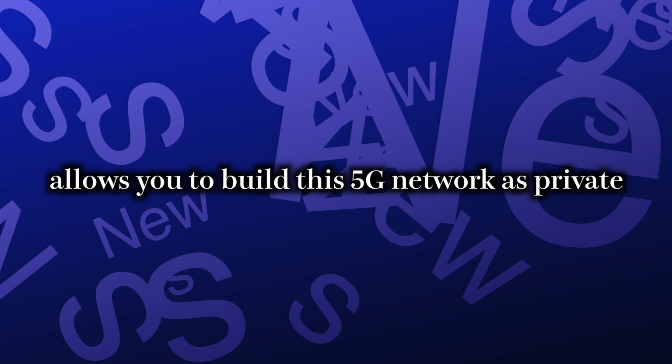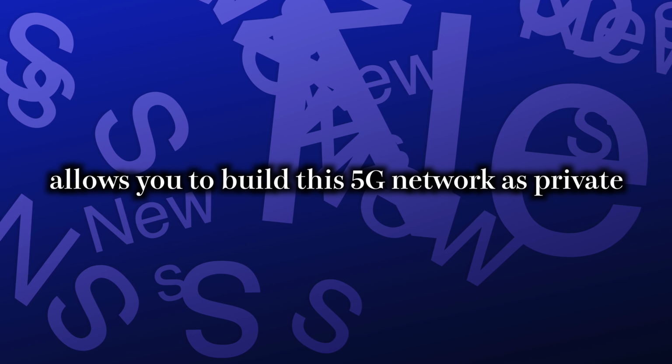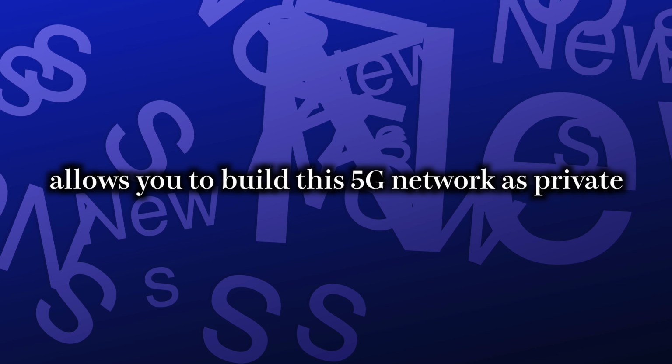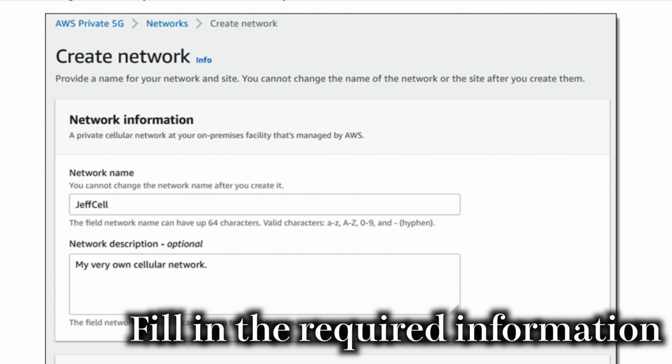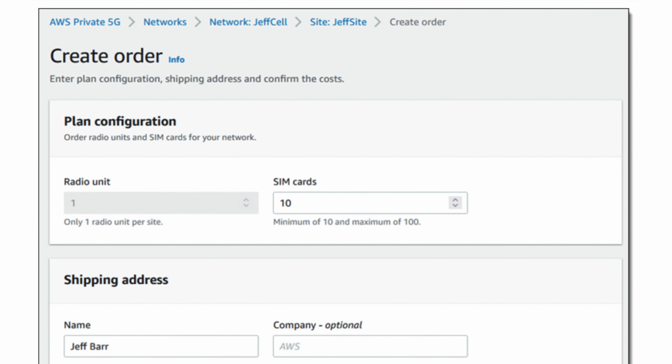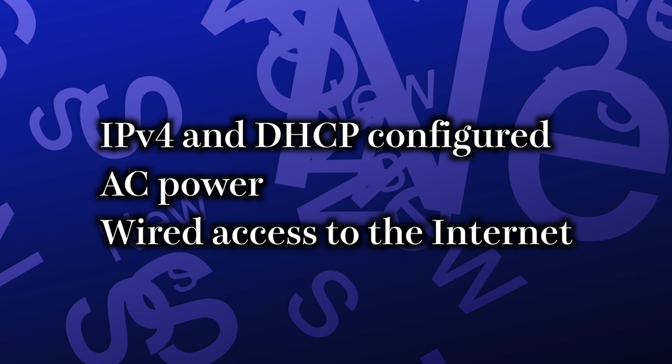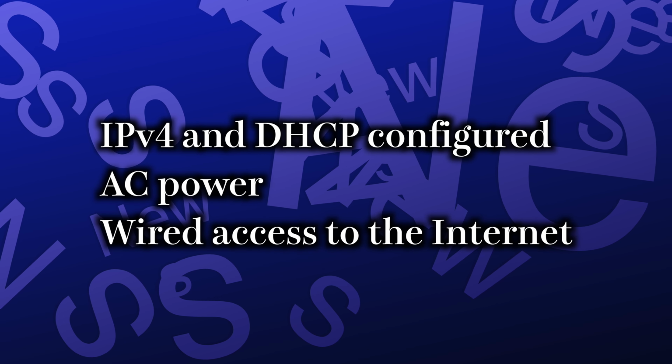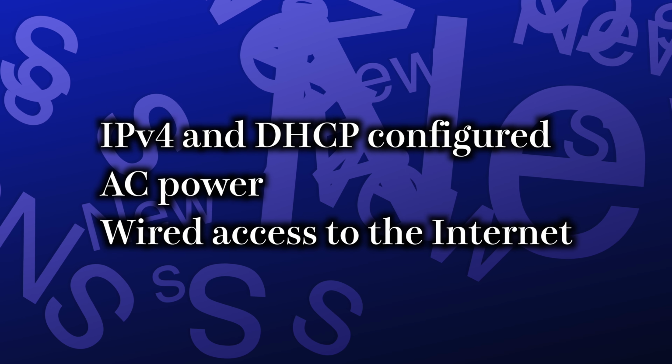The AWS announcement allows you to build this 5G network as private, i.e., for your own exclusive use. To do this, build the network on the AWS Management Console. Next, enter your information in the Create an Order section. Enter the number of radio units, which are telecommunications equipments, and the number of SIM cards in the order. Also enter the shipping address.